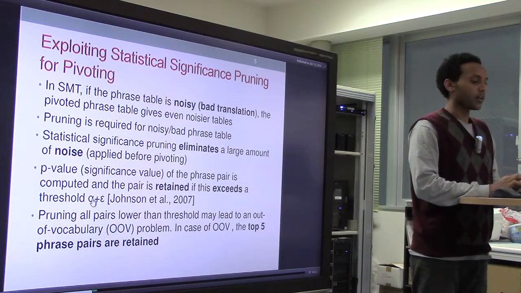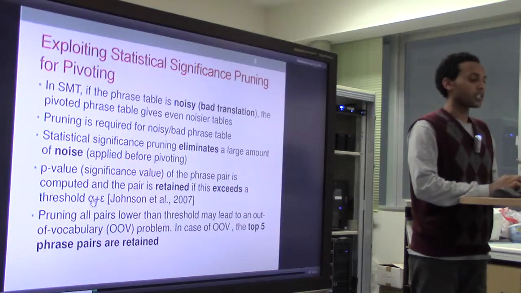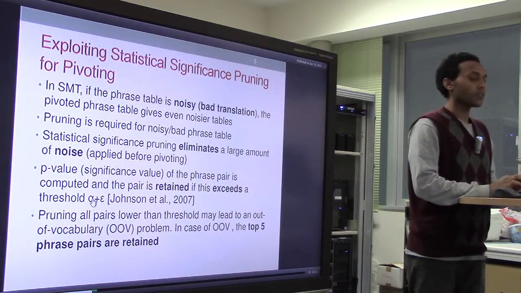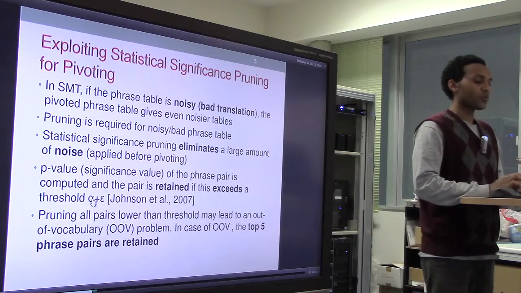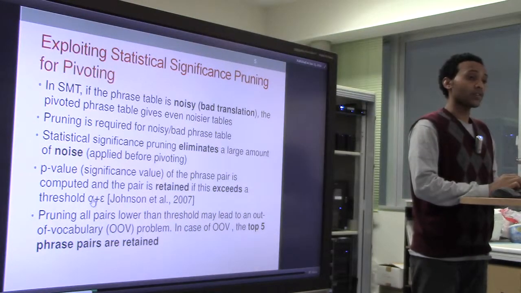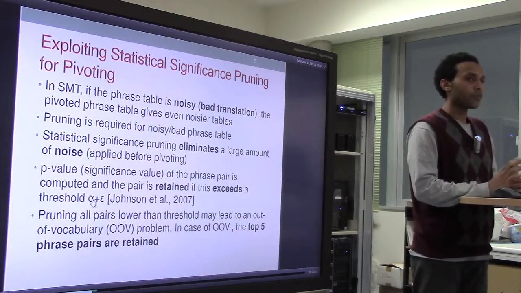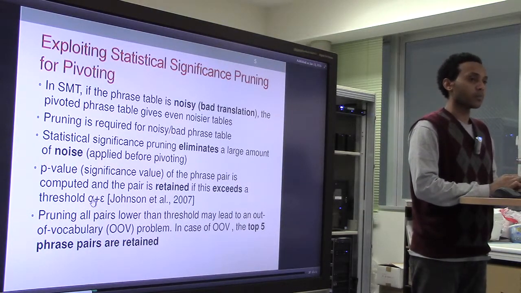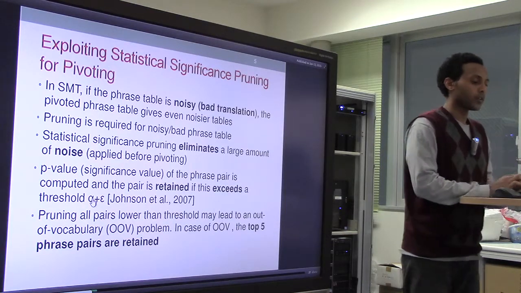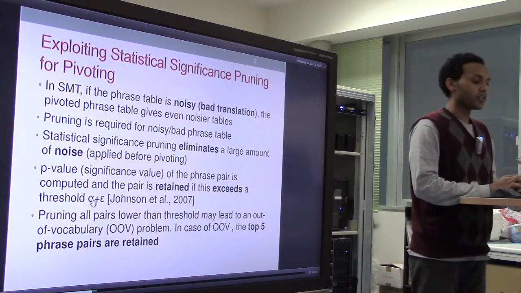This threshold was referred from a previous research. So if the phrase table value exceeds this threshold, it is retained. But there are some cases where all the phrase table entries fall below this threshold. In that case, maybe from the source or from the target side, there could be an out-of-vocabulary problem. So in order to avoid this kind of problem, they selected the top 5 phrase pairs and kept them as translation pairs in case this happens.